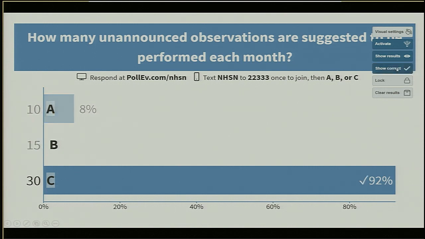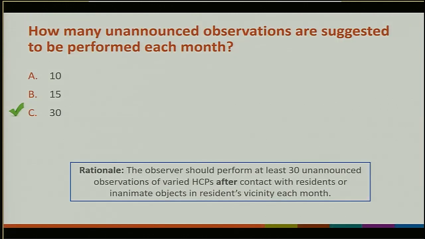Eight percent said letter A, and 92% said the letter C. The correct answer is C. That's because the rationale behind this is we ask that you perform at least 30 unannounced observations of varied healthcare professionals after contact with residents or inanimate objects in residents' vicinities each month.